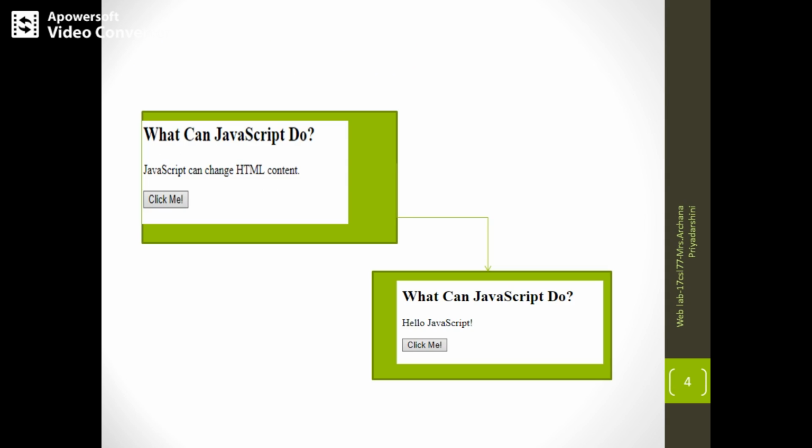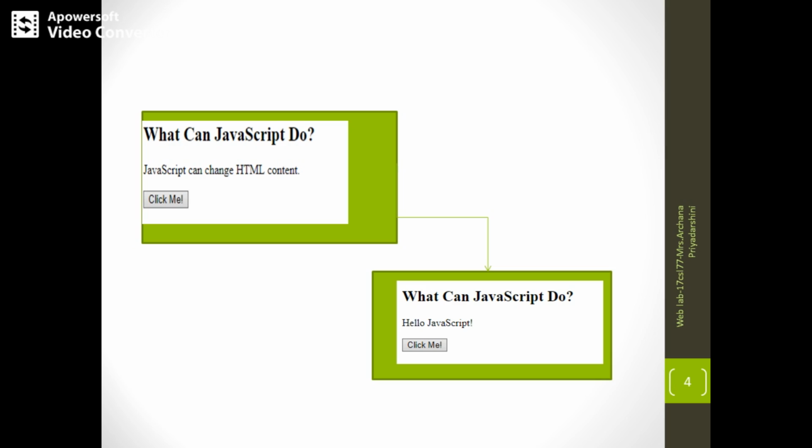So here we see the overall view of how it's possible to change the content dynamically when we load a particular HTML page that contains JavaScript. Through JavaScript, it is possible to change dynamically the content of any HTML page. You can observe that we have a heading over here: what can JavaScript do? This is the initial web page, and these are the contents.